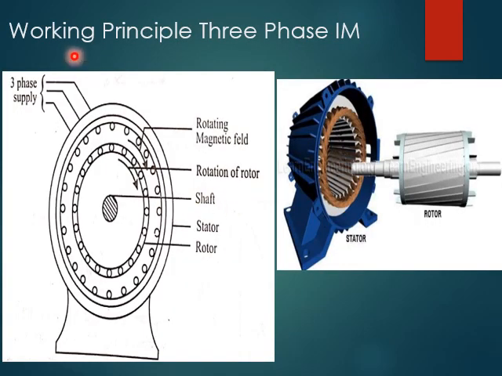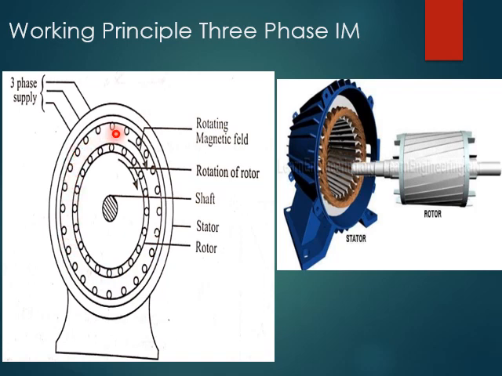Let's look at the working principle of the three-phase induction motor. The outermost cover is the stator part. The inner part is nothing but your rotor. Now on the stator we have three-phase windings, and to these windings we are going to supply three-phase supply. So when a three-phase supply is given to the stator winding, a constant magnetic flux is produced, which is going to rotate at a synchronous speed.